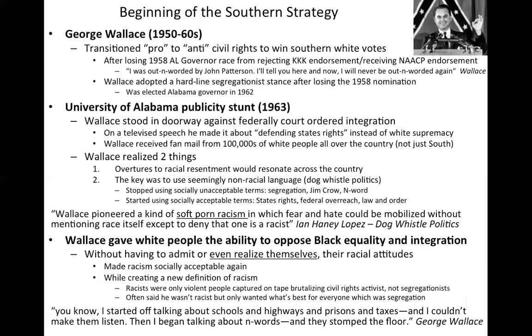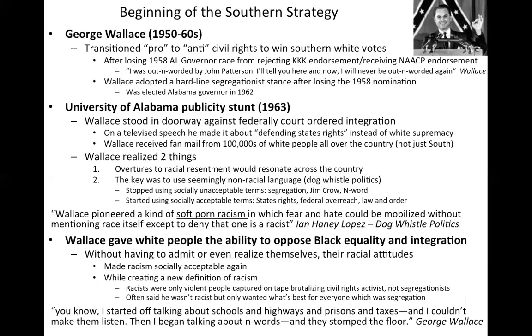This isn't even about race. This is about states' rights. When in reality, this is 100% about race. And he realized after that, overtures of racial resentment weren't just a popular thing in the South, but all over the country. He realized he could be much more effective and gain many more white voters if he decoded this. Instead of saying lynching and Jim Crow and the N-word, he talked about states' rights, federal overreach and law and order, so white people would be much more comfortable voting for him. This is also the time period when Bull Connor and all these people are getting taped violently oppressing Black people and sicking dogs on children.